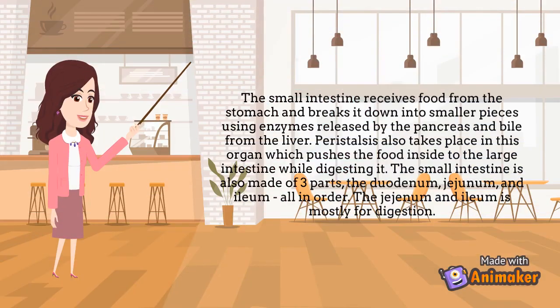The small intestine receives food from the stomach and breaks it down into smaller pieces using enzymes released by the pancreas and bile from the liver. Peristalsis also takes place in this organ, which pushes the food inside to the large intestine while digesting it. The small intestine is also made of three parts: the duodenum, jejunum, and ileum, all in order. The jejunum and ileum are mostly for digestion.